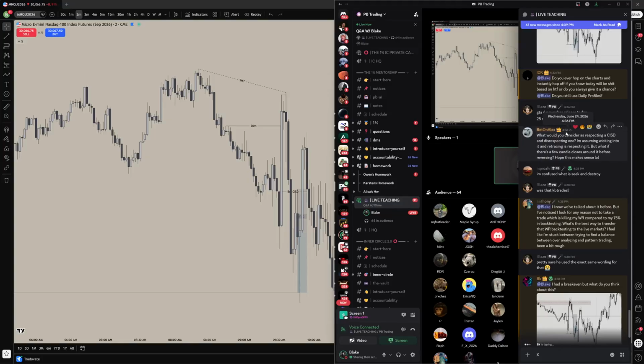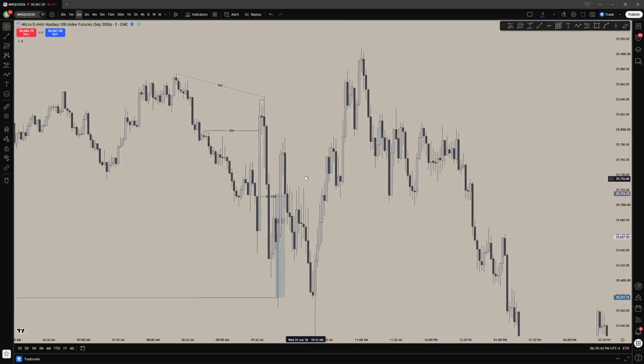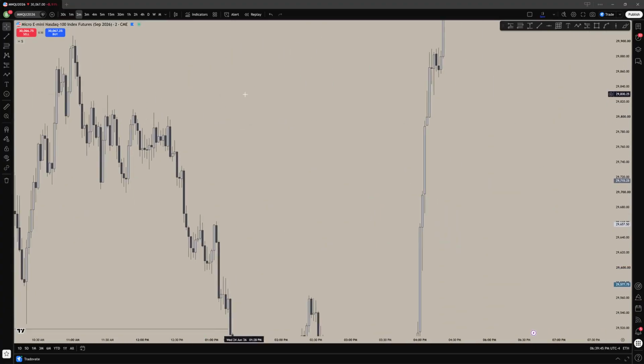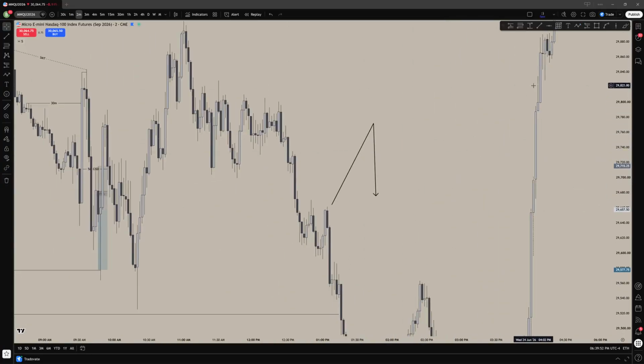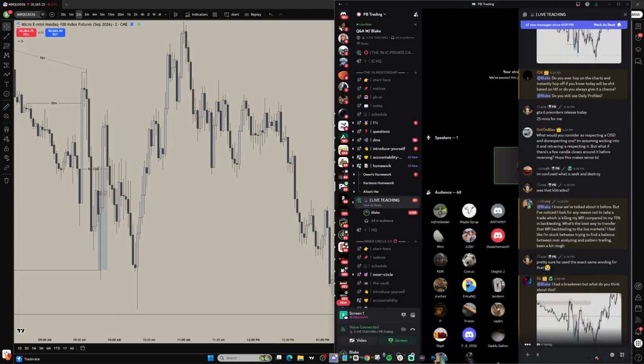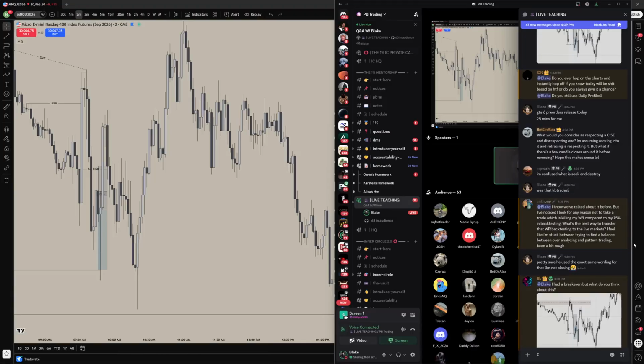What do you consider as respecting a CISD and disrespecting? Yeah, it's just literally trading into it. I mean, we could have a candle close in it. It's not like the end of the world. But yeah, if it's respected, it just literally means that we get an inverse out of it. I would say that is respected. If we trade into it, we have a couple candles that trade into it, and then we get a good inverse out of that from the manipulation leg.